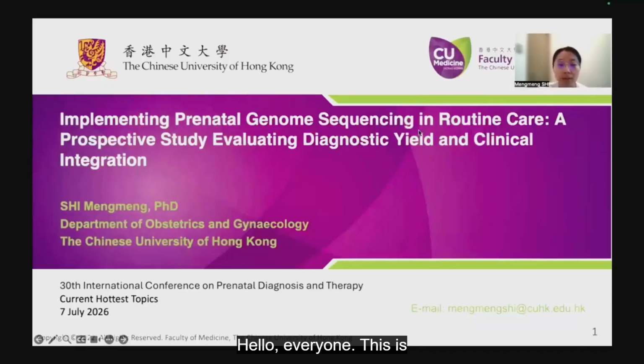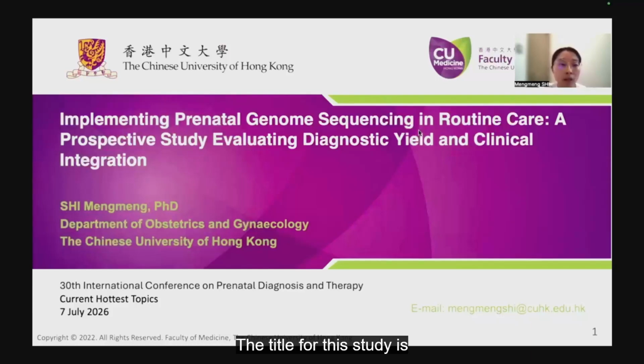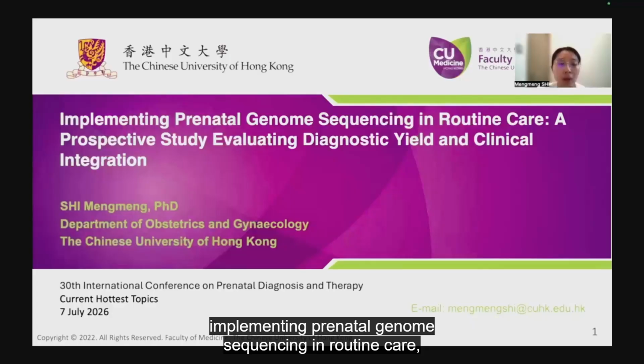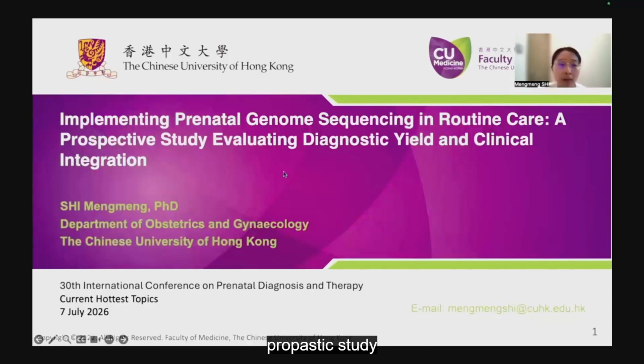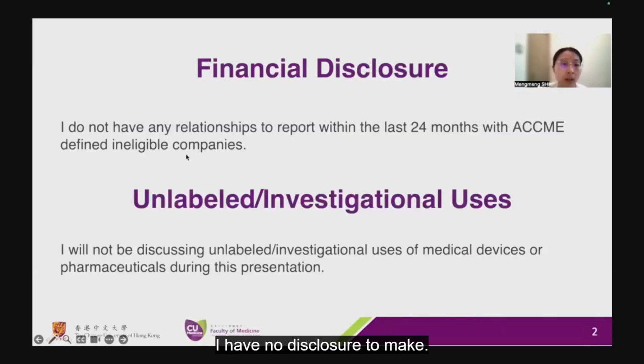Hello everyone, this is Mengmeng Shi from the Chinese University of Hong Kong. And today, many thanks to the organizer for providing me this opportunity to present this work. The title for this study is Implementing Prenatal Genome Sequencing in Routine Care, a Prospective Study Evaluating Diagnostic Yield and Clinical Integration. I have no disclosure to make.